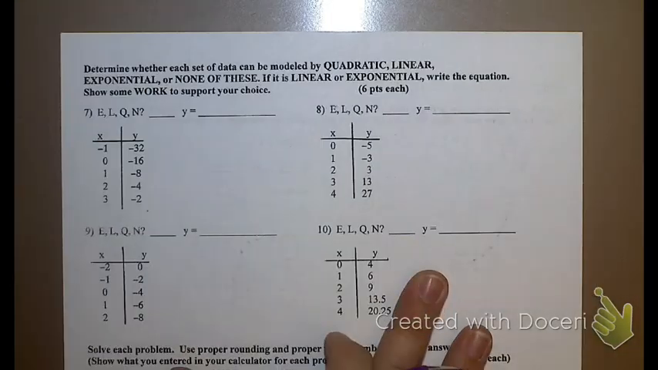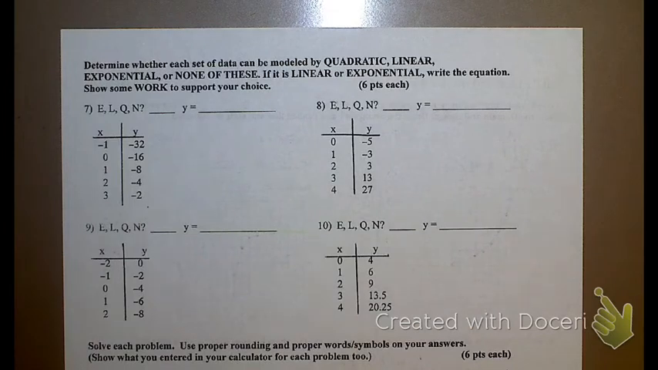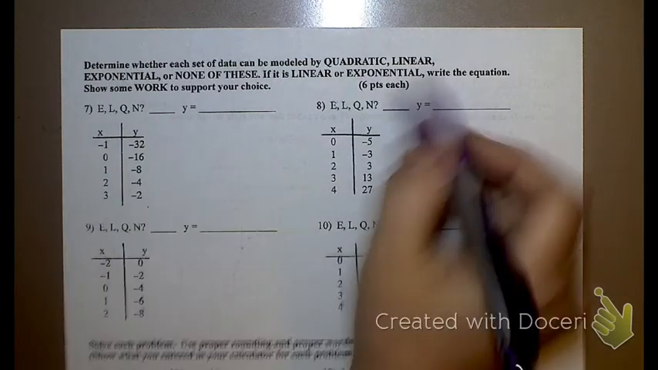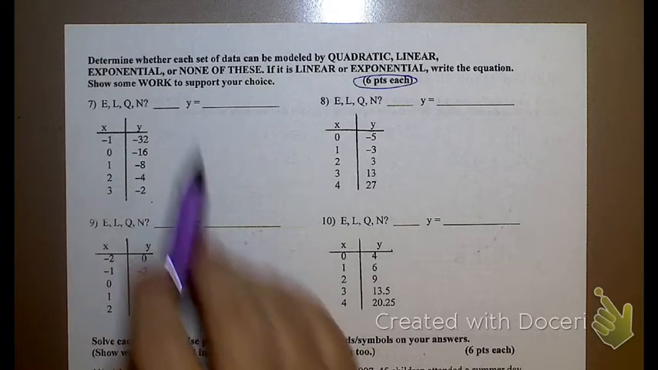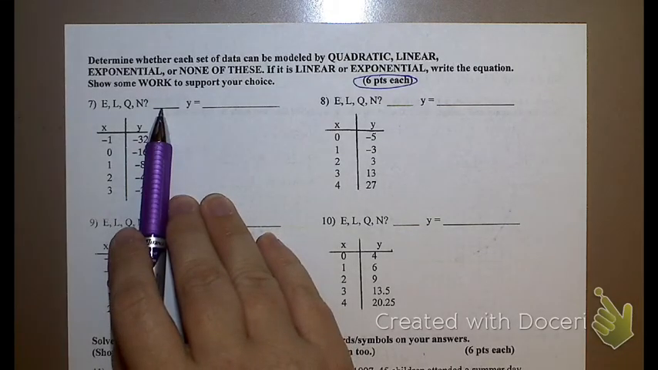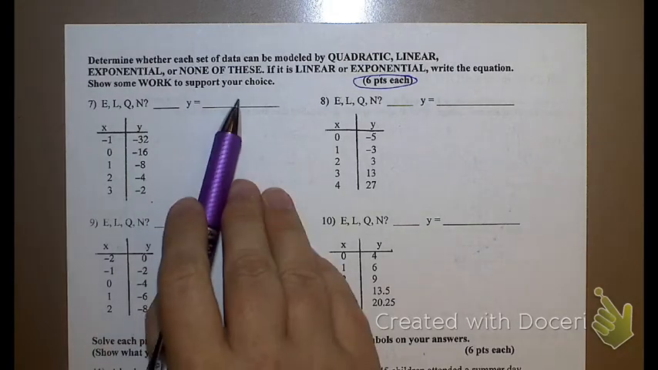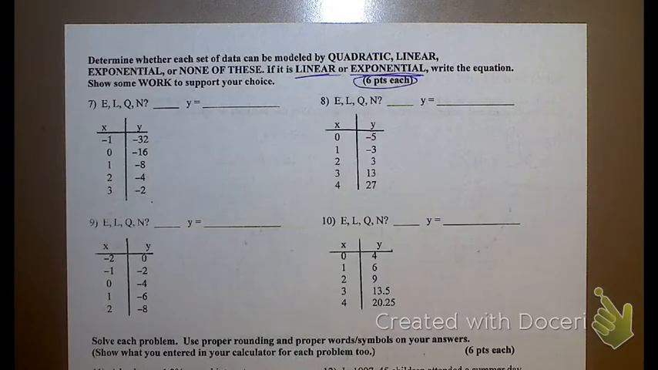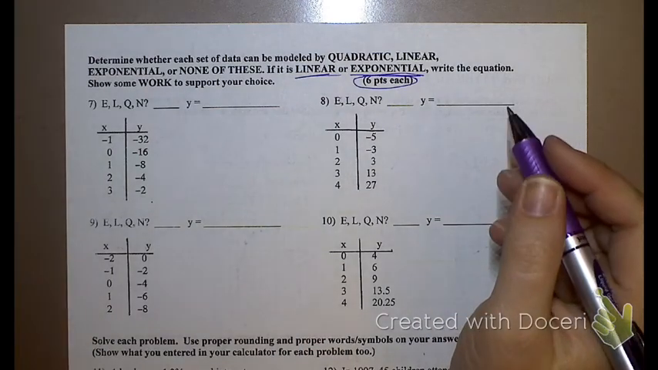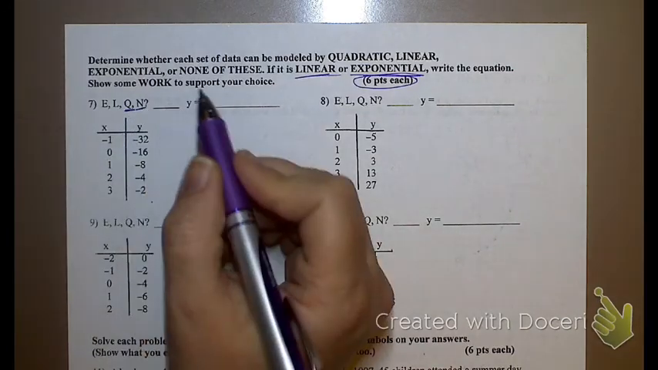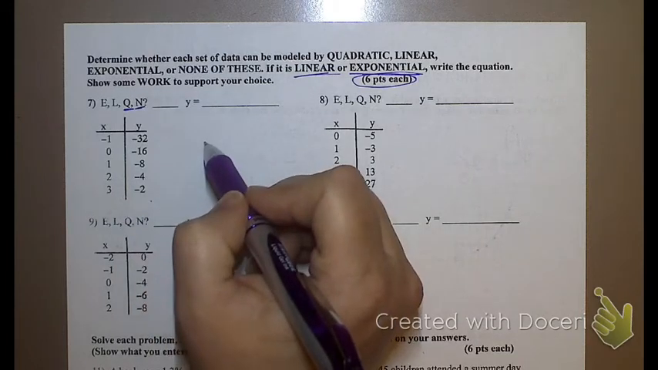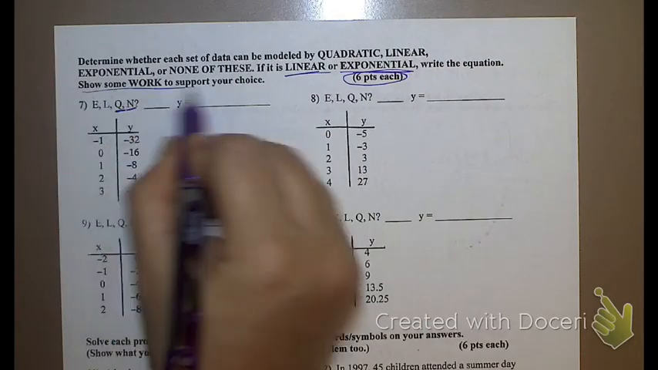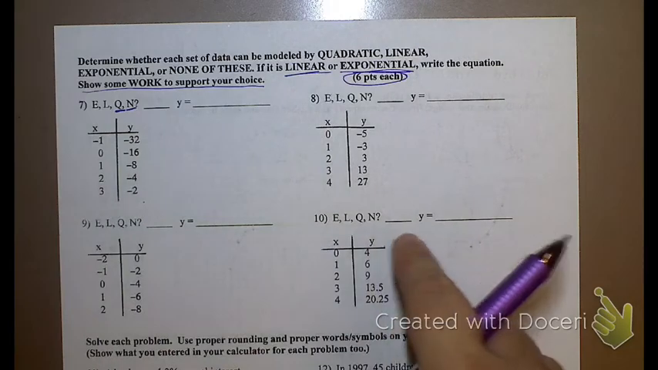All right. I think we actually were managing to challenge you a little bit with these. Now, there's a couple things you need to know. First off, these are 6 points each. You get 2 points for identifying what it is: exponential, linear, quadratic, or neither. You get 2 points for your work and 2 points for your equation if it is linear or exponential. If it is not linear or exponential, meaning it is either quadratic or neither, it will be 3 points for identifying what kind it is, and 3 points for the work that supports your answer. Okay? So I am expecting work to be shown. You can't just write L-E-N-Q. You just can't do that.